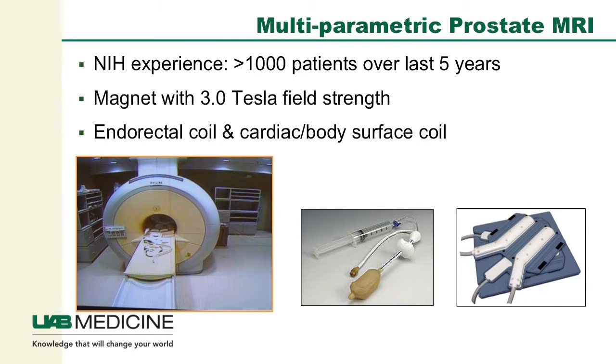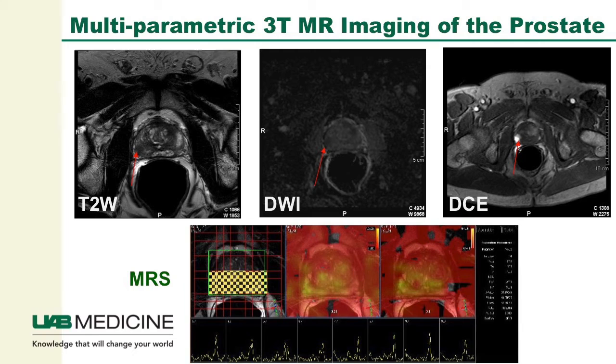So multiparametric prostate MRI has been done at centers like the National Cancer Institute at the National Institutes of Health. The experience there has been with well over 1,000 patients where we both trained. The magnet used is a 3 Tesla field strength magnet. Endorectal coil and or cardiac body surface coils were used to optimize imaging of the tissues deep within the pelvis, like the prostate gland. Multiparametric 3 Tesla MRI of the prostate, as Dr. Nix discussed, incorporated T2 weighted imaging, diffusion weighted imaging, dynamic contrast enhanced imaging, and at certain times, MR spectroscopy.